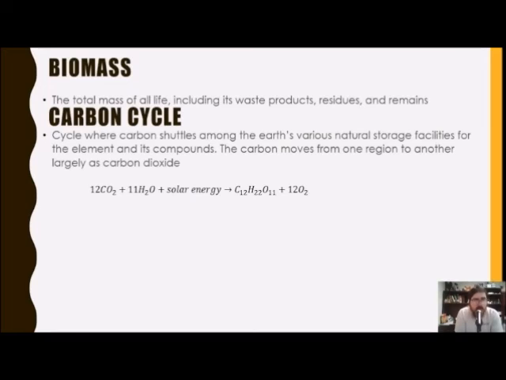And all this contributes to the carbon cycle. The carbon cycle is the cycle where carbon shuttles among Earth's various natural storage facilities for the element and its compounds. Now, the carbon will move from one region to another, largely as carbon dioxide. So plants will be one of the key components of the carbon cycle. When we move carbon, it's essentially going to be moving from a source to a sink. The source is where it's produced. The sink is where it's stored. So we're putting it from one place into somewhere else.